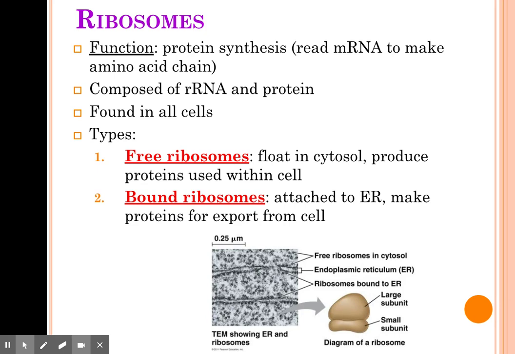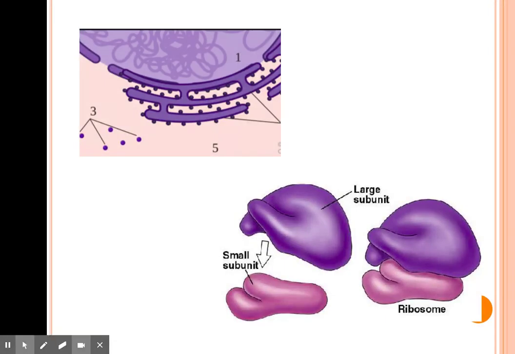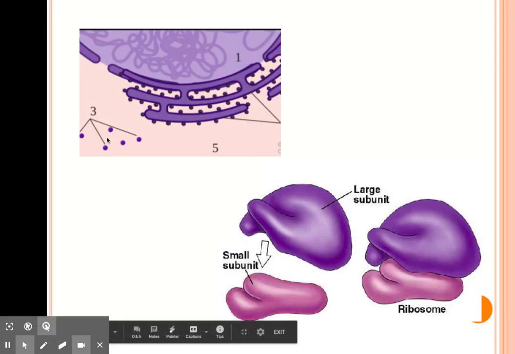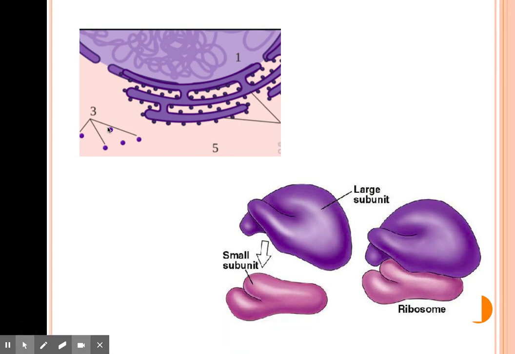So there are two types, I guess you could say, of ribosomes, or two places you would find ribosomes. The first are what we call free ribosomes, and they are just floating around in the cytosol. So that would be this number 3 on here. So they're just kind of hanging out, and they're generally making proteins that are going to stay within the cell. And so they're going to make a protein, and that protein is going to get shipped to the mitochondria or to the lysosome or to the nucleus or whatever.